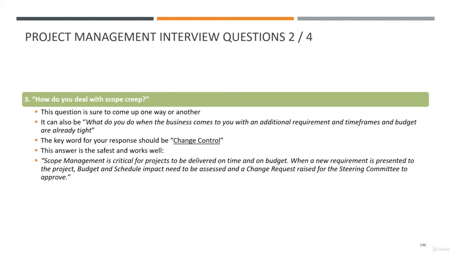Scope management is critical for projects to be delivered on time and on budget. When a new requirement is presented to the project, budget and schedule impact need to be assessed and a change request raised for the steering committee to approve. You could be tempted at this stage to say things like, well, if the change is small, I might be able to slip it in. I like to be flexible and the likes. That could work if you are being interviewed by the business, but I think it's a bit of a high risk. Why risk it?